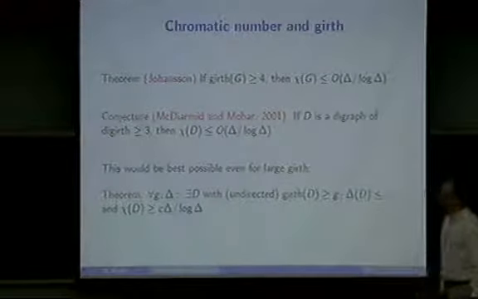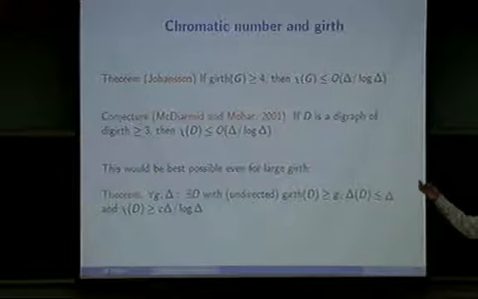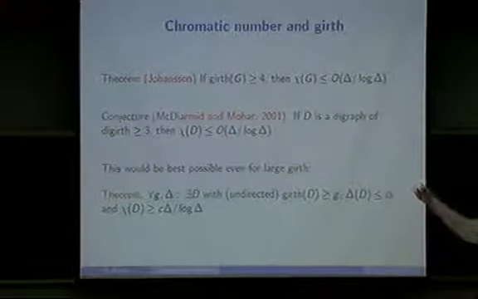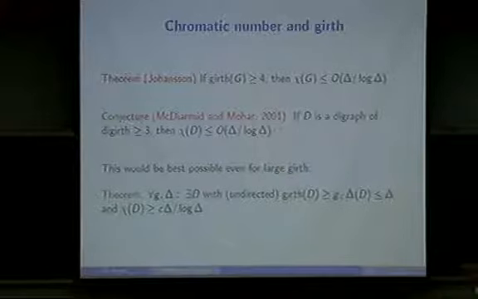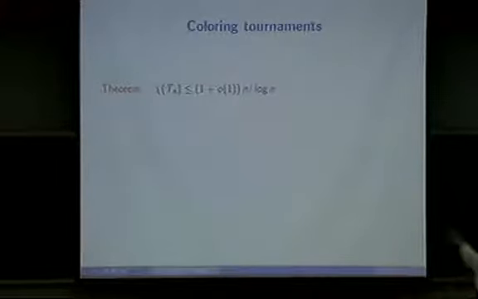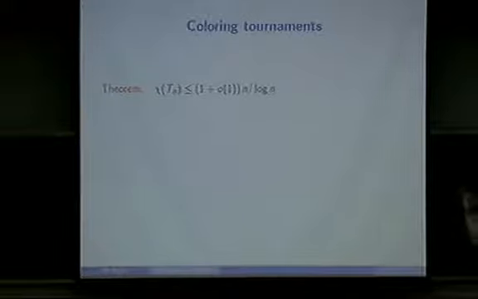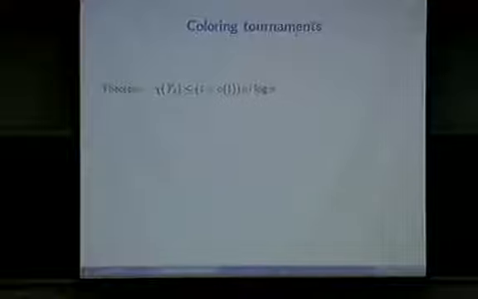conjecture. The conjecture says that the chromatic number would be like delta over log delta, and actually for tournaments it is true because of this bound. So delta is at most the number of vertices in the tournament on n vertices. And this is delta over log delta times a constant. How do you prove that? That's also an easy exercise. So you show that every tournament contains an acyclic subset.